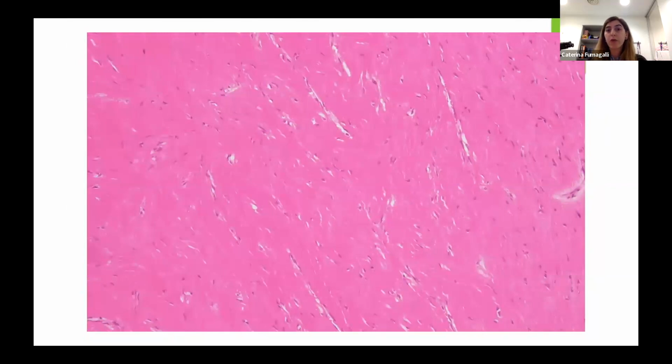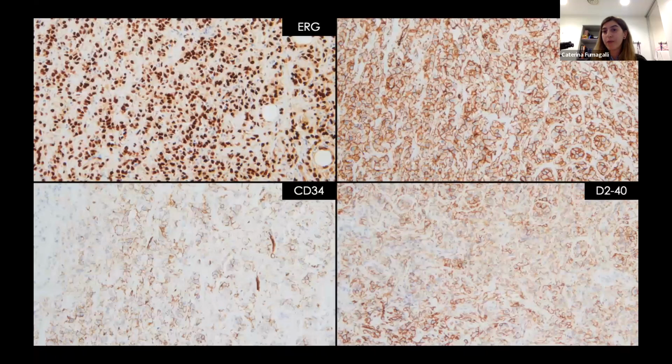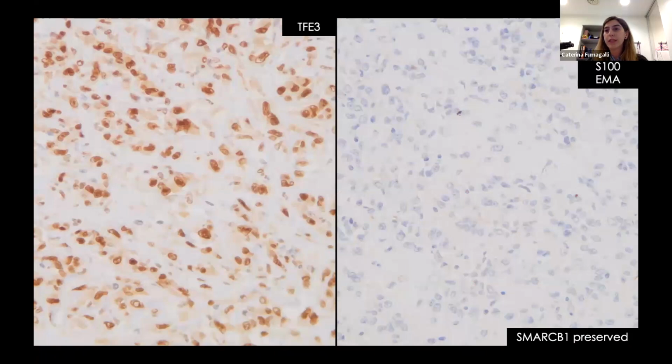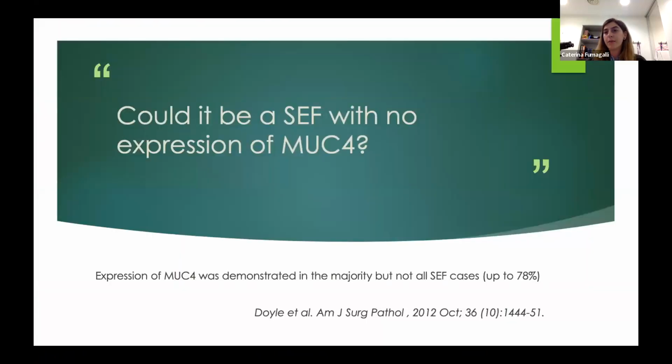So again, we performed the immunohistochemical profile, and we see that again we have this diffuse expression of vascular markers. We performed podoplanin, which was really positive. And again, MUC4 was negative. So actually, at that time, I was thinking about a CEF because the morphology was consistent with a CEF, but I had MUC4 negativity, and furthermore, I have this extensive vascular marker expression.